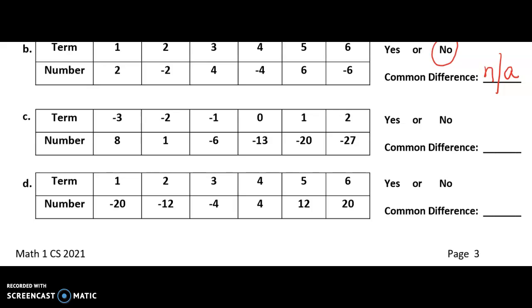There is a pattern there, and we are subtracting 7 to get from one term to the next. And because there is that pattern of subtracting 7 each time, we are saying yes, this is an arithmetic sequence. Same thing for part D. To get from the value of the first term to the second term and the third term and so on, there is a pattern. We need to add 8 every single time. So therefore, this is an arithmetic sequence.